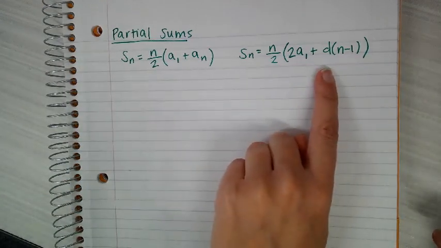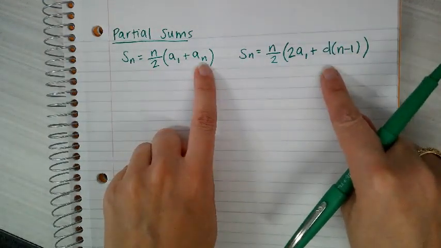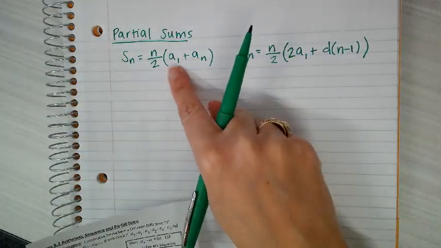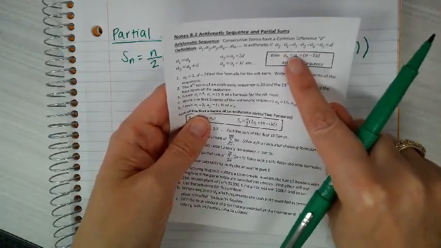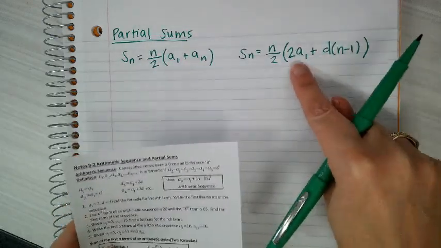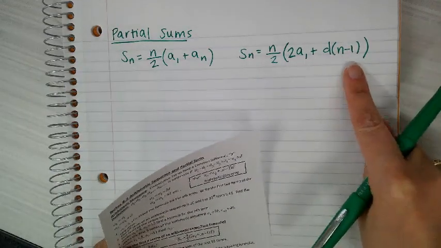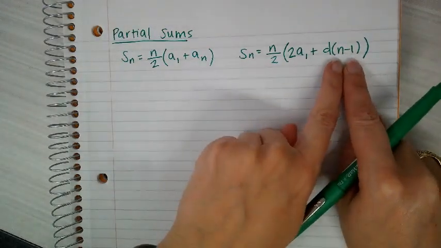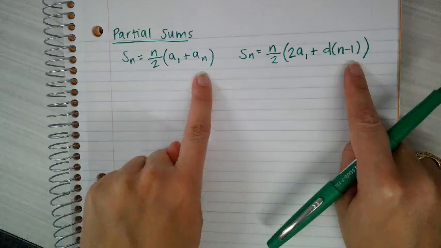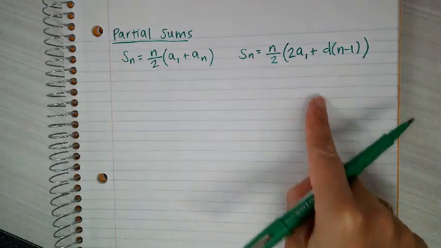Now the second formula does the exact same thing, but instead of a sub n, it actually puts in the explicit formula. So it has the first term, a sub 1, and then instead of a sub n, it puts this in the formula. So now there are two a sub 1s plus the common difference times n minus 1. You might say, why would I want to use this one? It's so much longer and more complicated looking. But with this one, you don't have to know the future term. You don't have to know a sub n. So it will depend on what the problem gives us as to which one we're going to use.